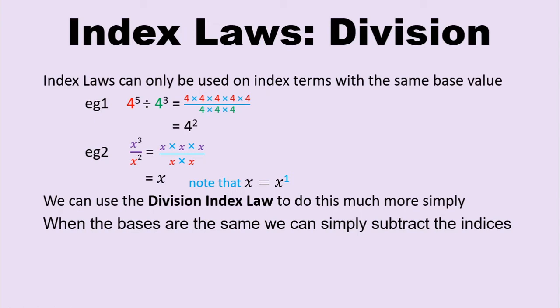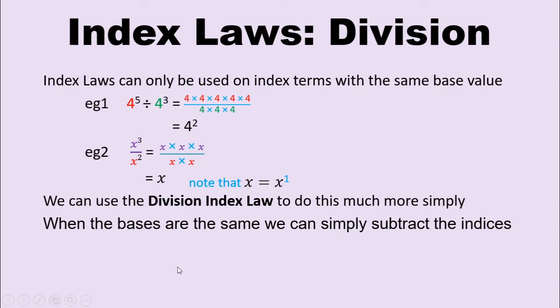So I've subtracted 3 4s from the 5 4s I had on top. I've subtracted 2 x's from the 3 x's I had on top, leaving me with 1 x. X to the power of 1 is the same thing as simply x. Because remember that power says how many of these x's should I multiply together? 1? Well, that would just be x itself.